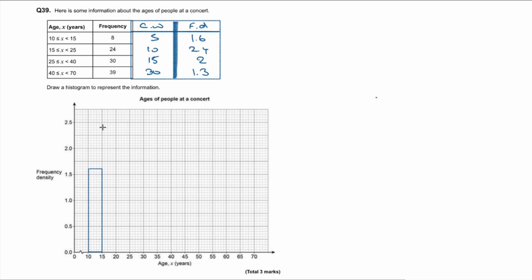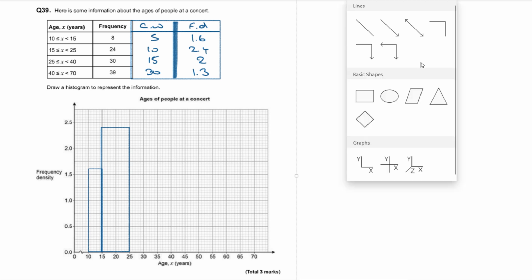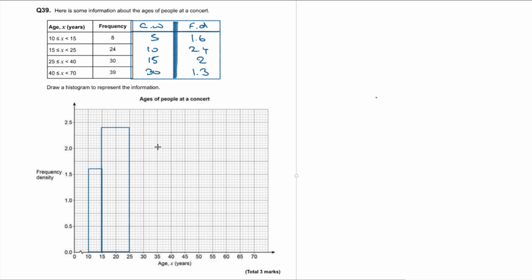Then the next one, which is at 2.4, that's going to be 2 little boxes below 2.5, isn't it? So if I start from there and I draw down, so from 15 to 25, a height of 2.4, that looks good. And then 2, that's a little bit easier to draw. I think I can manage that. Right, there we go. That's going from 25 to 40, so this wide. And then finally 1.3, width of 30 from 40 up to 70. So 1.3 is going to be 6 little squares above 1. Yeah, so that's how I'm going to draw mine.